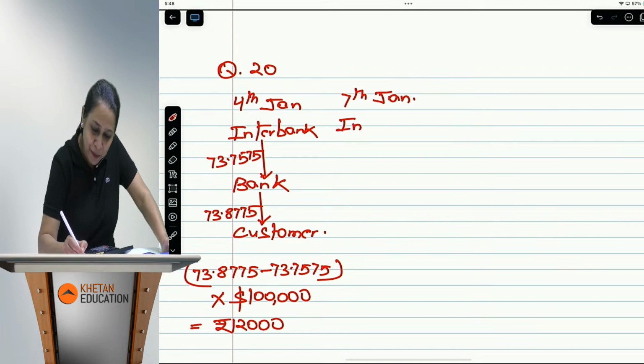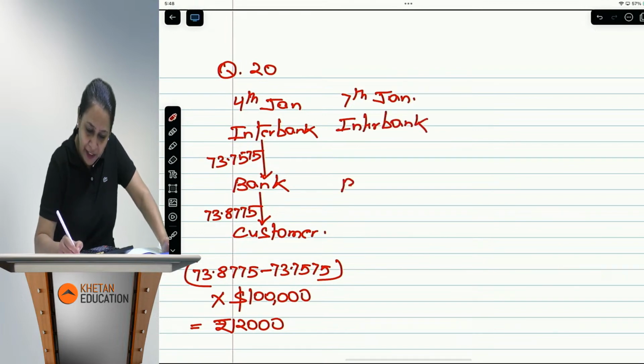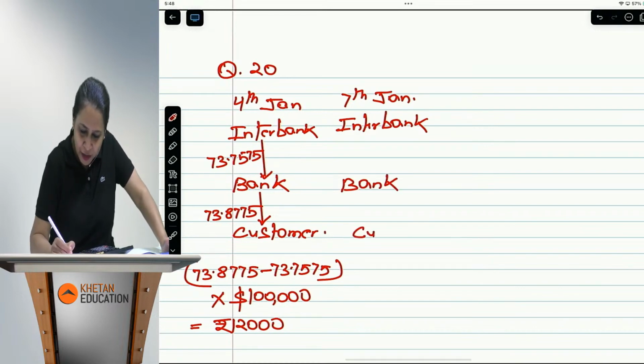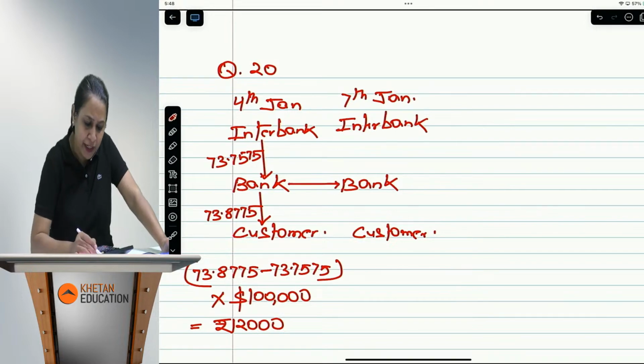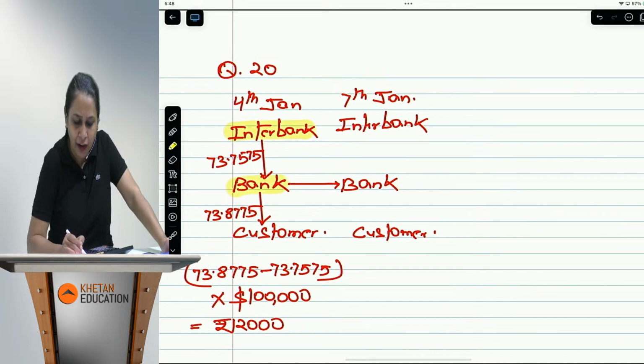So in the interbank market, again, what will happen? The customer did not turn up, only the customer. So now the customer doesn't come on the 7th of January. What will the bank do? The bank will take the delivery from the interbank market. It will have to, because it is a maturity date.